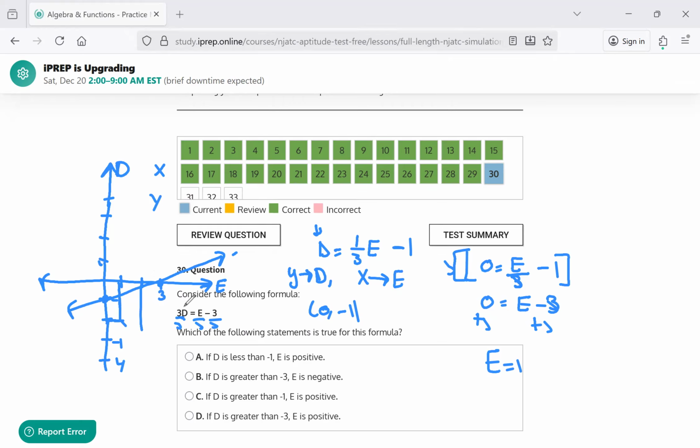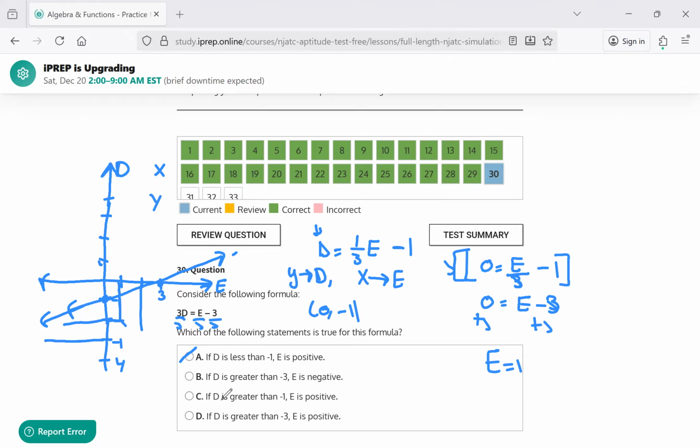Wait, E is less than -1. Oh, no, that's wrong. I was looking, so this also, if you extend this, I made a mistake. So at -2, the E is negative. At -3, the E is negative, so it's not A.